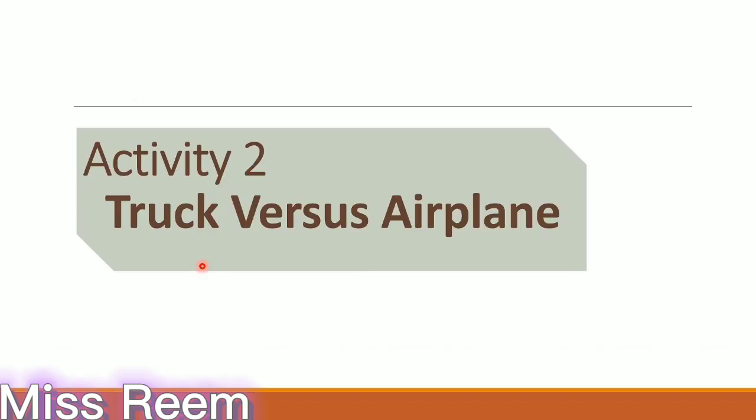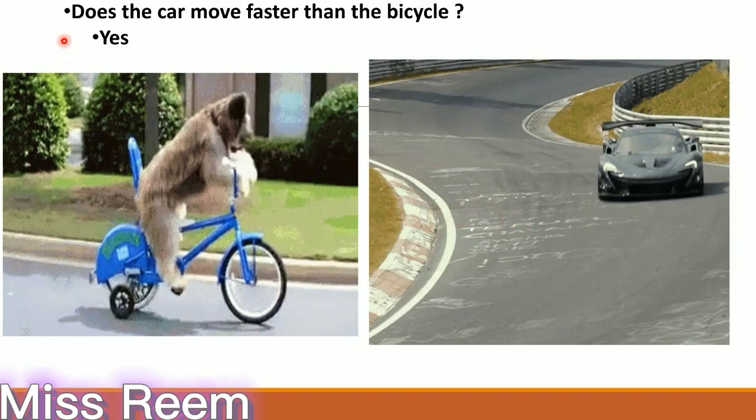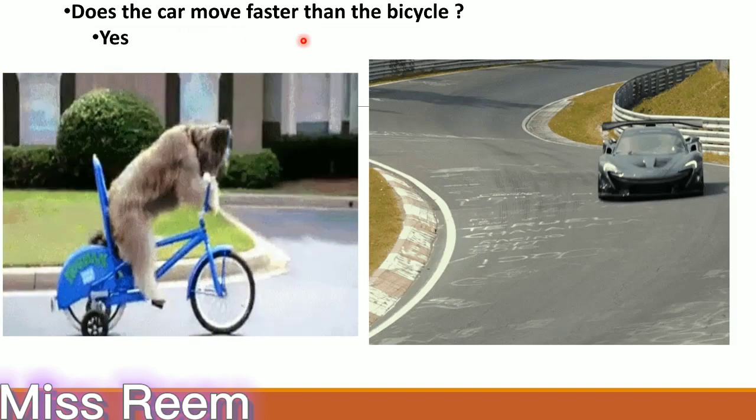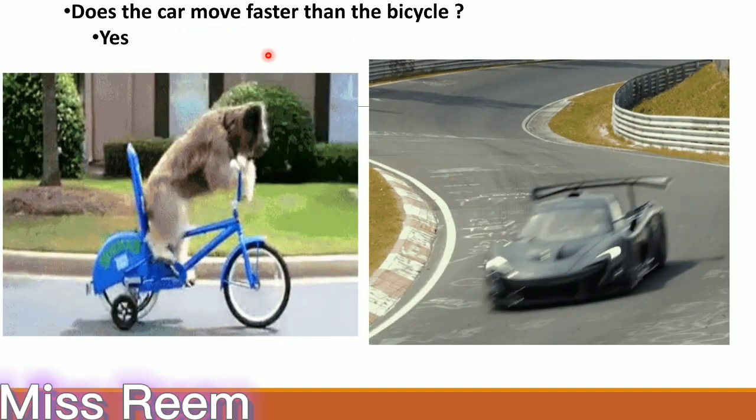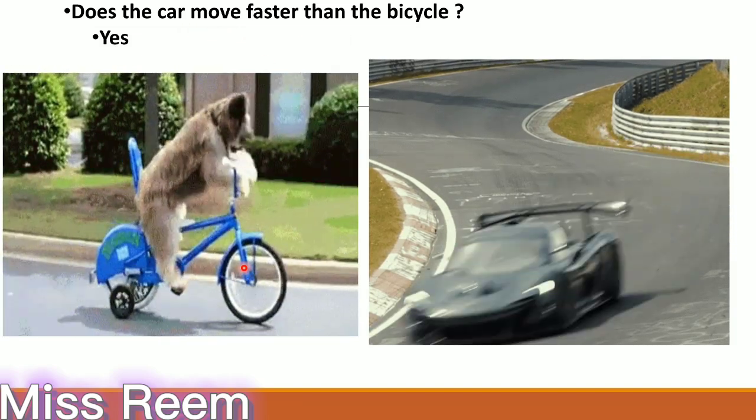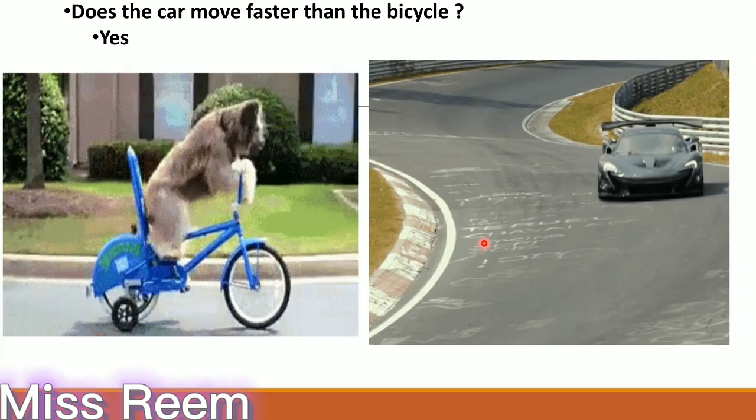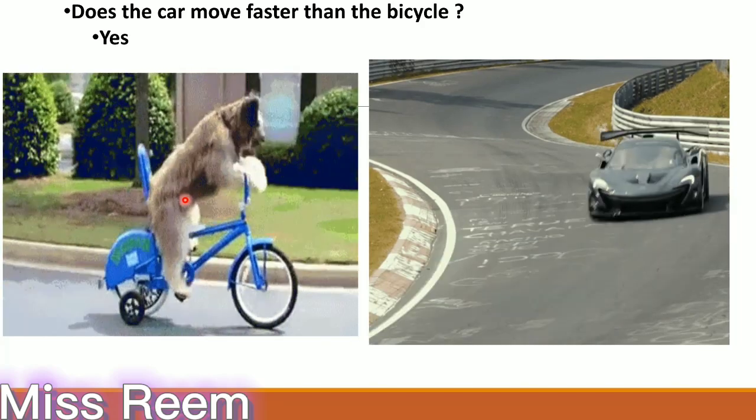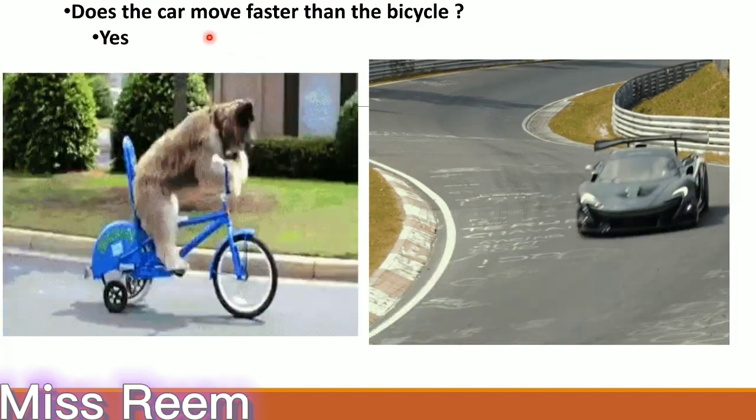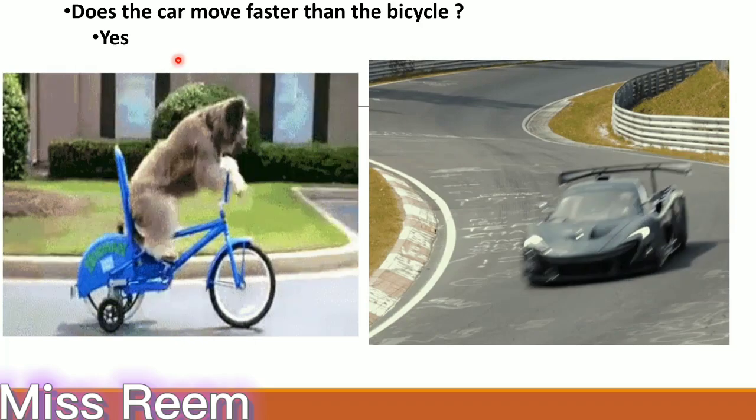Now, let's see the second activity, truck versus airplane. Is this even possible? Let's find out. Does the car move faster than the bicycle? Is the dog moving faster, or is the car moving faster? Of course the car is moving faster than the bicycle. So yes, the car moved faster than the bicycle.